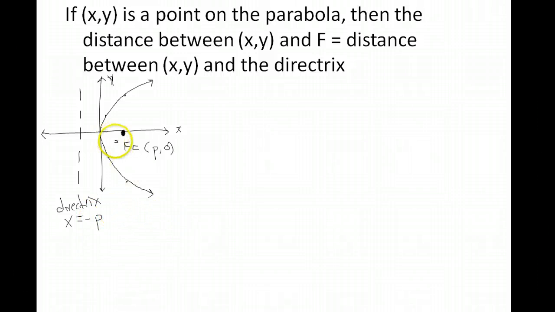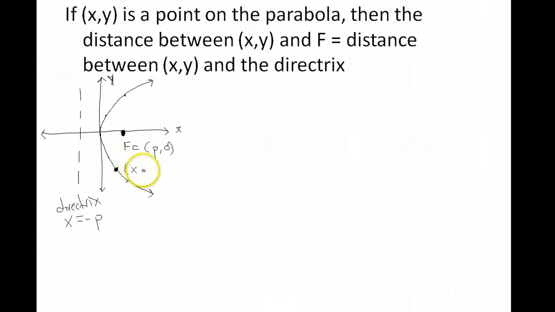Okay? So to generate an equation, let's see what happens. So let's consider the following. If we put this point xy on the parabola. If we just say xy is a point on the parabola, then what we know for sure is the distance between that point. Let's just put it somewhere. How about we put it right here? Yes? I'm just picking one. Doesn't matter which one I pick, I'm just going to pick that one.